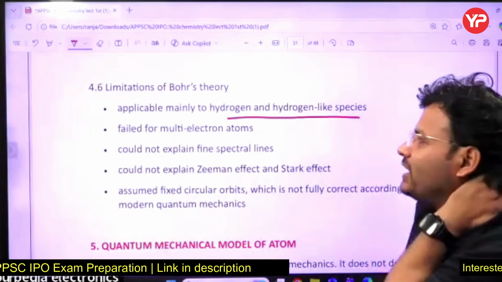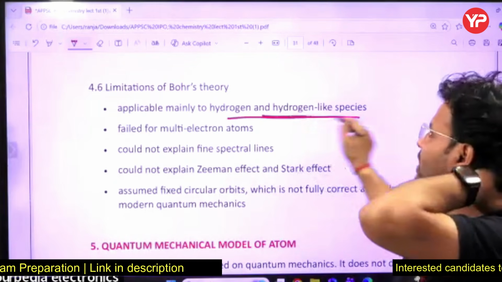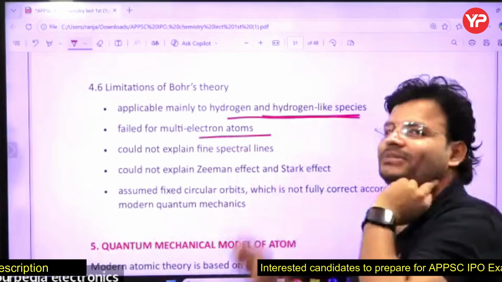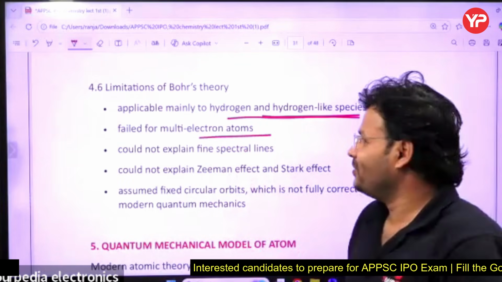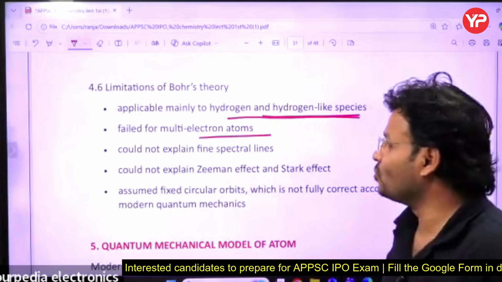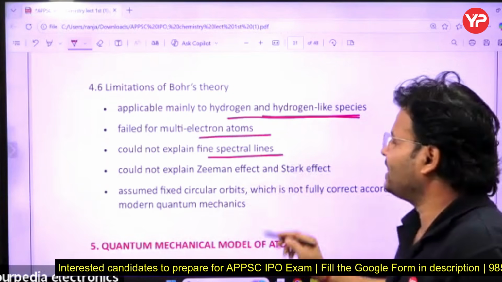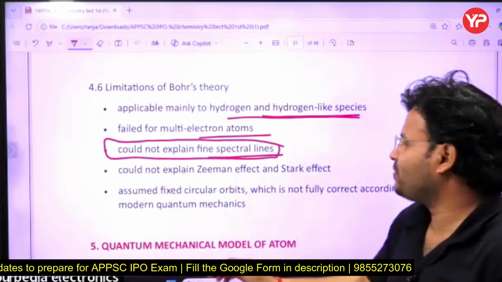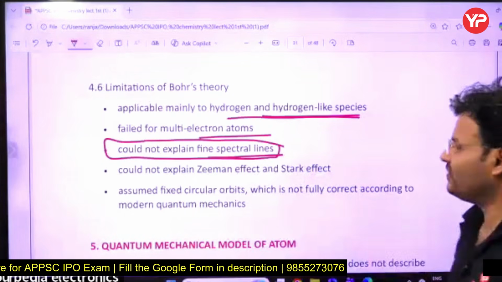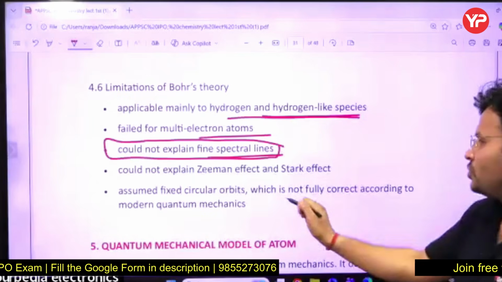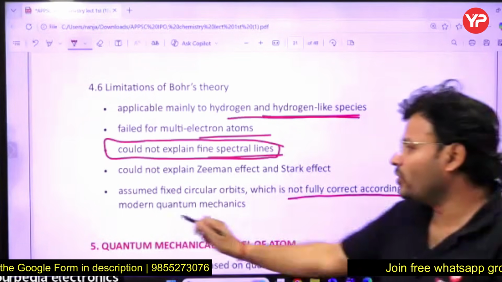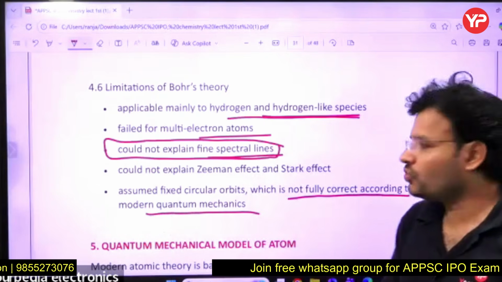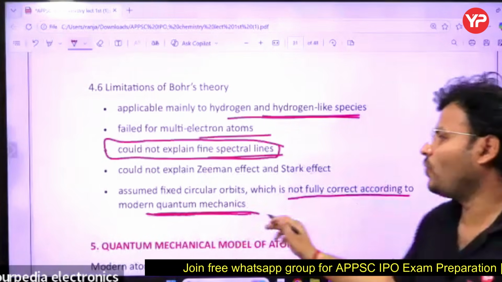Okay, so this limitation is applicable mainly to hydrogen and hydrogen-like species. It fails for multi-electron atoms. It could not explain the fine spectral lines, but that is not important, that is an IIT thing, not necessary. It could not explain the Zeeman effect and the Stark effect. It assumes a fixed circular orbit, which is not fully correct according to modern quantum mechanics.